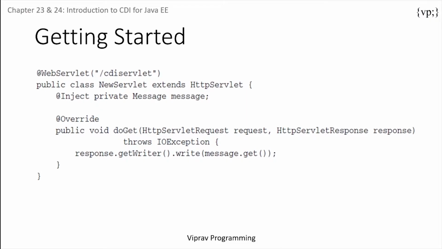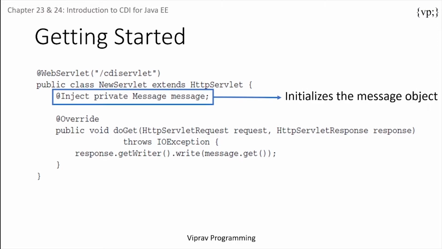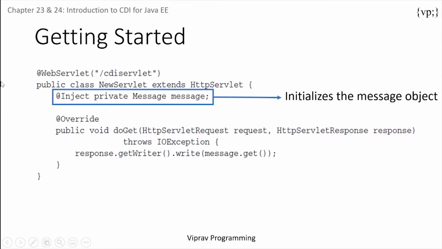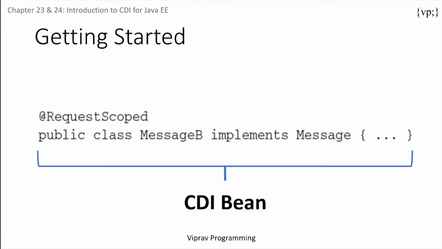In the CDI bean, it looks for classes that implement the message interface, finds the message B class, creates a new instance, and injects it into the servlet at runtime. Over here, you can see that this is our CDI bean called message B, and it implements message. Back in our class, it tries to find anything that implements this message interface, and it injects it right into here. To manage the lifecycle, the CDI runtime needs to know what the scope of the instance should be. In this example, the scope is given as @RequestScoped. The message B class, once again, is a CDI bean.